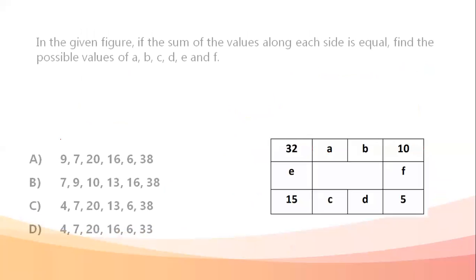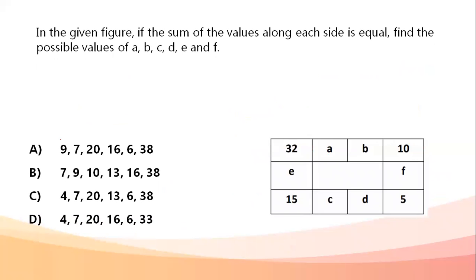Next. So in the given figure, sum of the values along each side is equal. Find the possible values of A, B, C, D, and E. Okay. Easy question. Let's go for each side. So horizontal side is 32 plus A plus B plus 10. First side. Next.